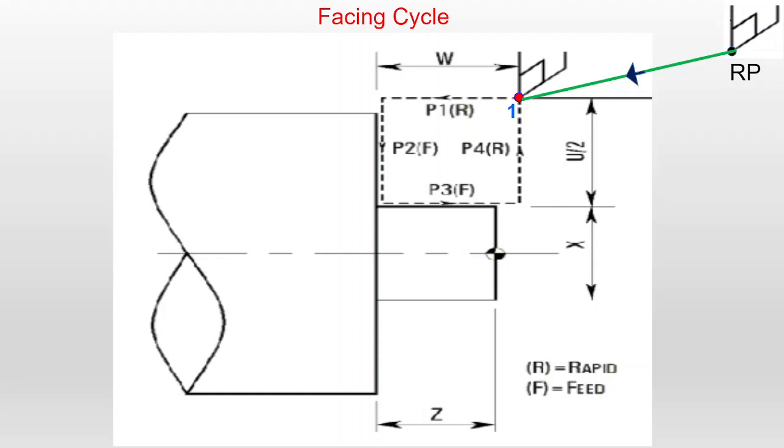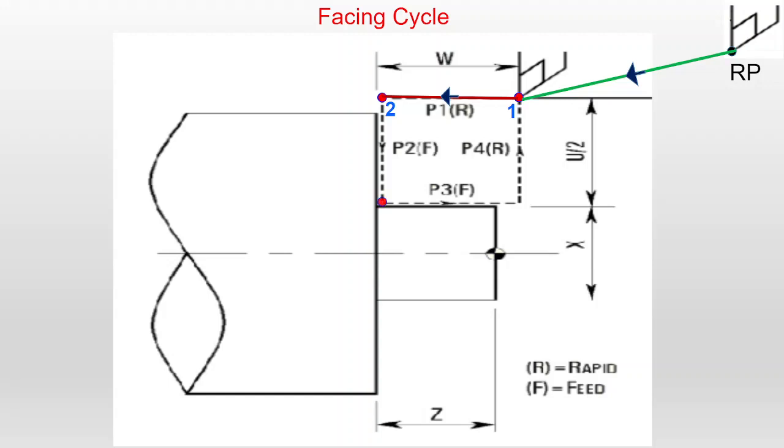Then from the entry point to the second point, this movement is in air, so the tool will move without machining. So we can assign rapid movement to this movement: 1 to 2 is the rapid movement, written as P1 with R within the bracket. R indicates the rapid feed.